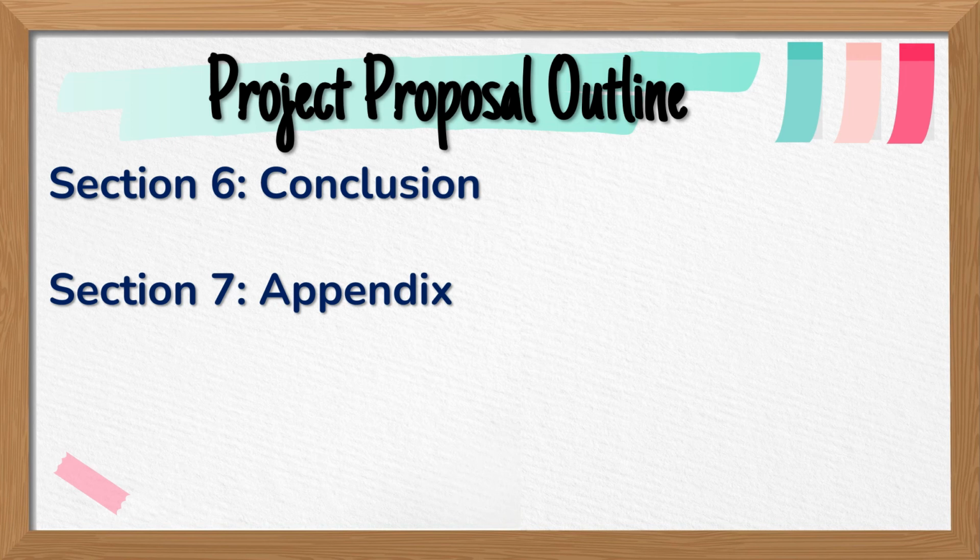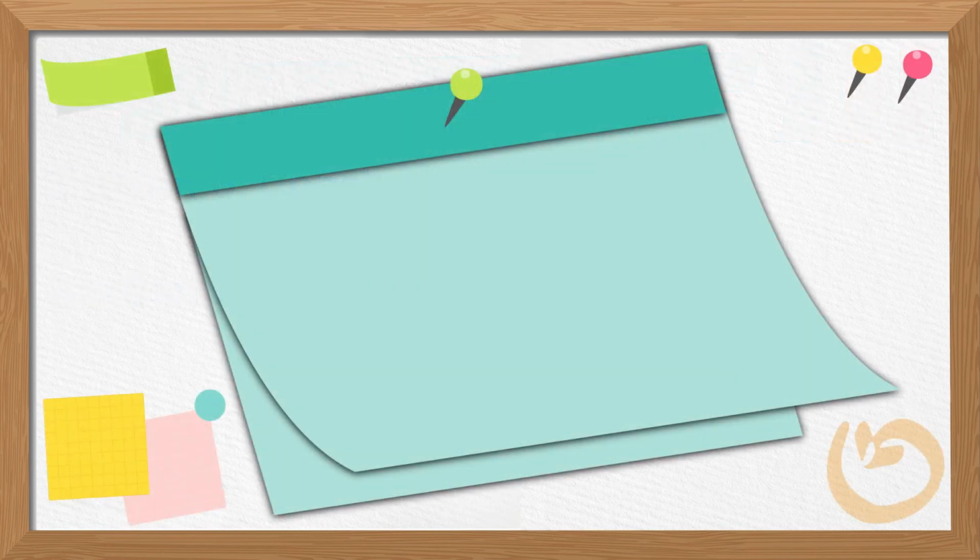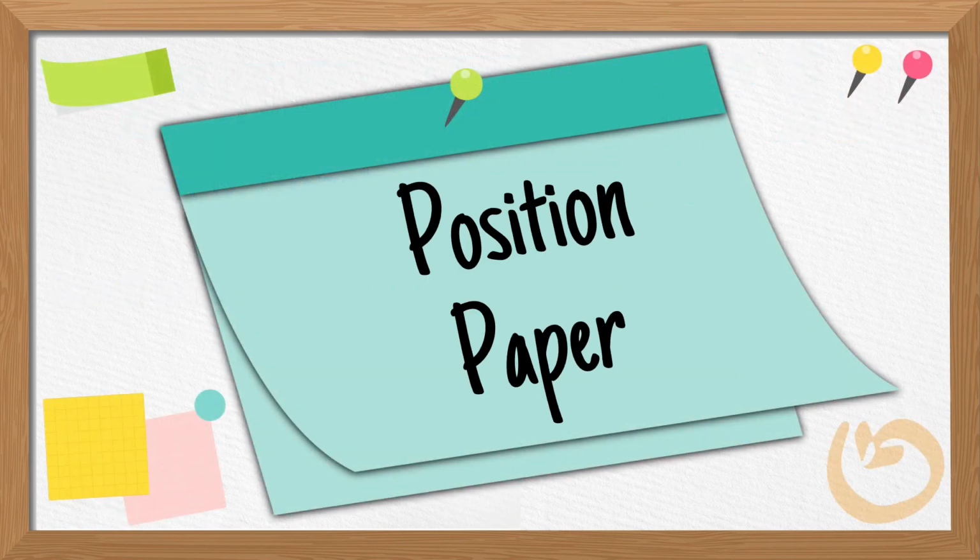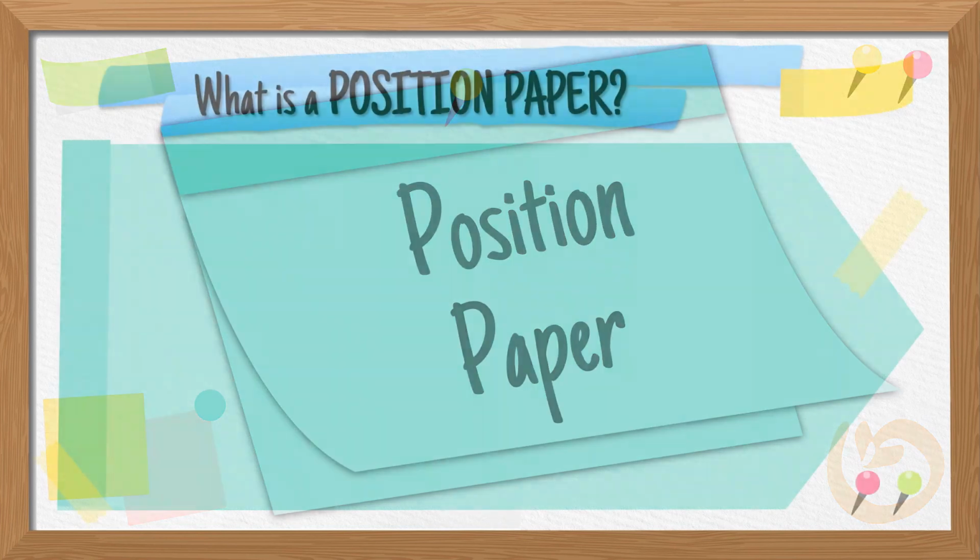This section is dedicated to any additional charts, graphs, images, or reports that were cited in the proposal. Many times, reference material will go into the appendix as it does not naturally fall into the main body of the proposal. The last academic paper that we will study is the position paper.